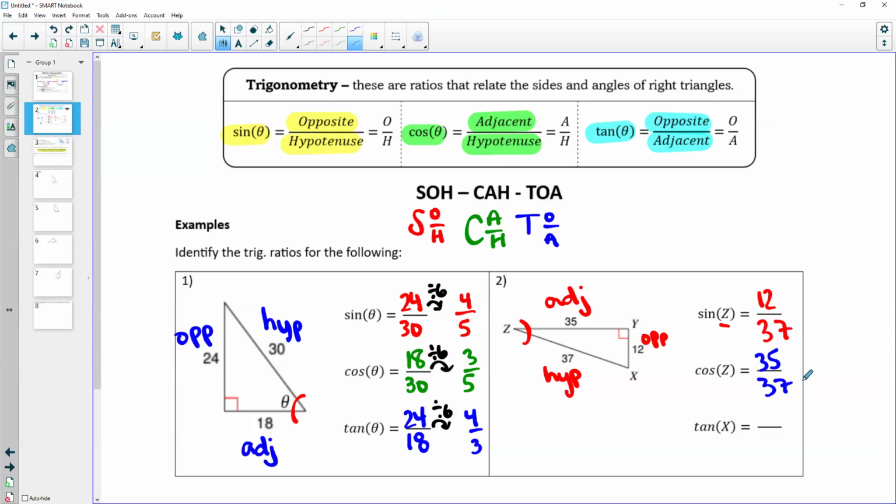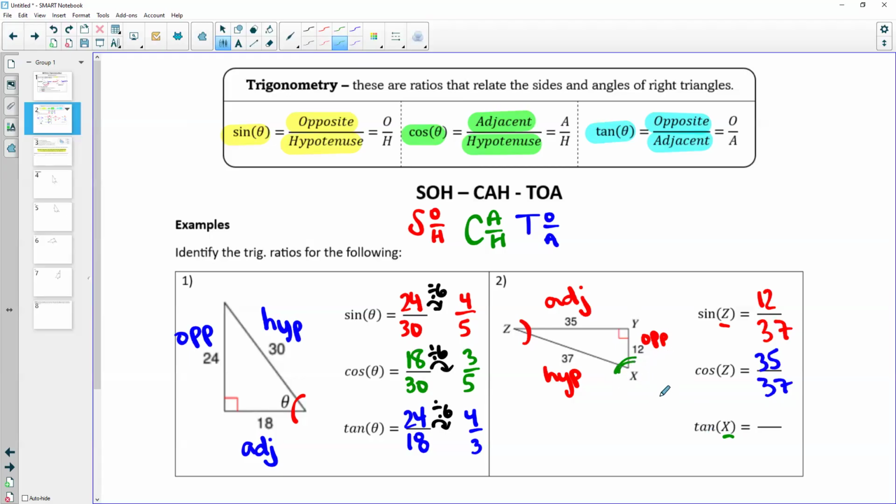So cosine of z is 35 over 37. And then lastly, we're looking at tangent of x. Tangent is opposite over adjacent. The only problem here is that what we're looking at here is a different angle of perspective. So we see here in the parentheses, we have x. X represents our new angle of perspective, right? And so we are going to have to relabel our triangle.